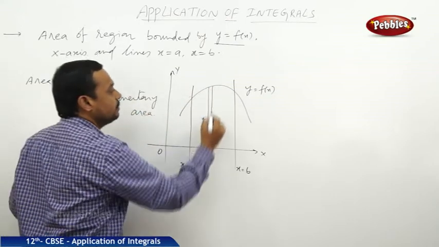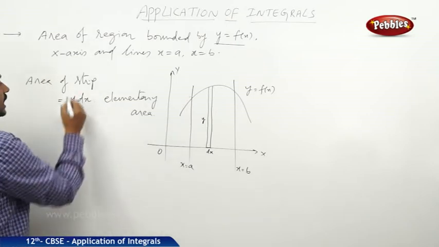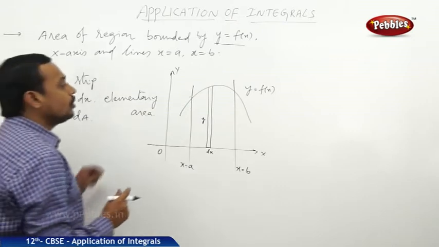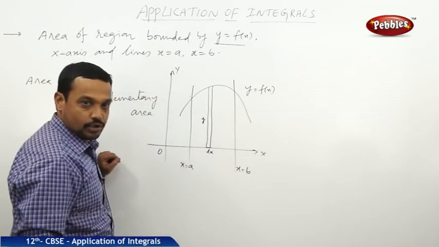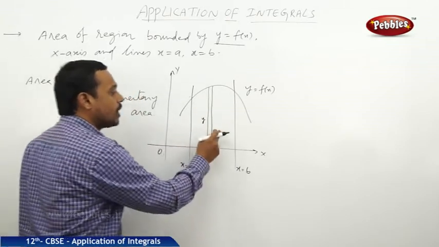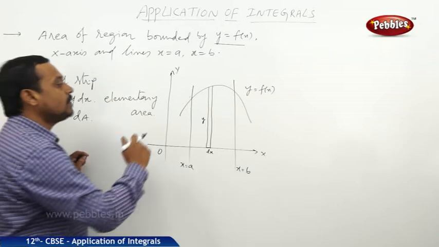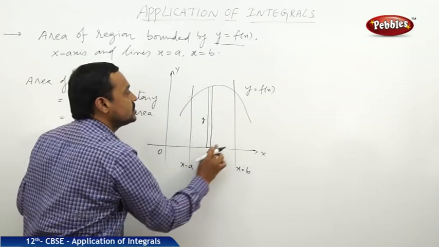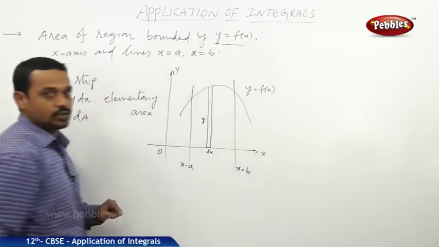And this strip is known as arbitrary strip, and this area of the strip is denoted by dA. Now if we consider a large number of strips in between x is equal to a and x is equal to b and find their areas, find the elementary areas that are formed between these two lines and add them. Now the sum of those elementary areas gives rise to area of the region bounded by the curve y is equal to f of x with x axis and x is equal to a, x is equal to b.